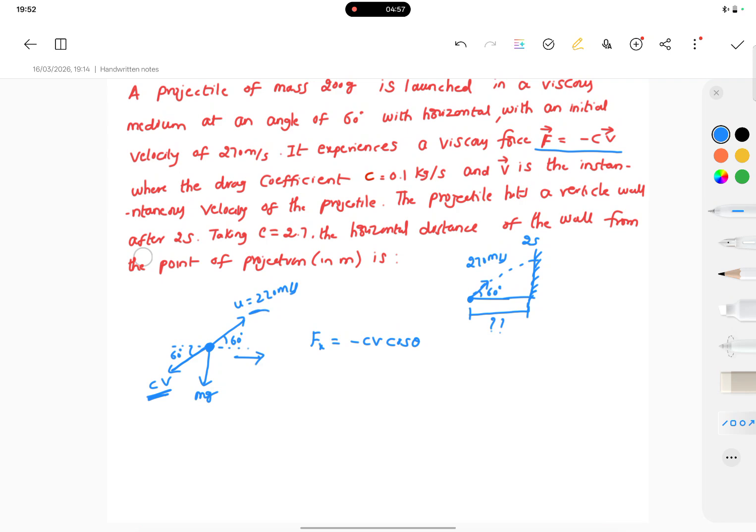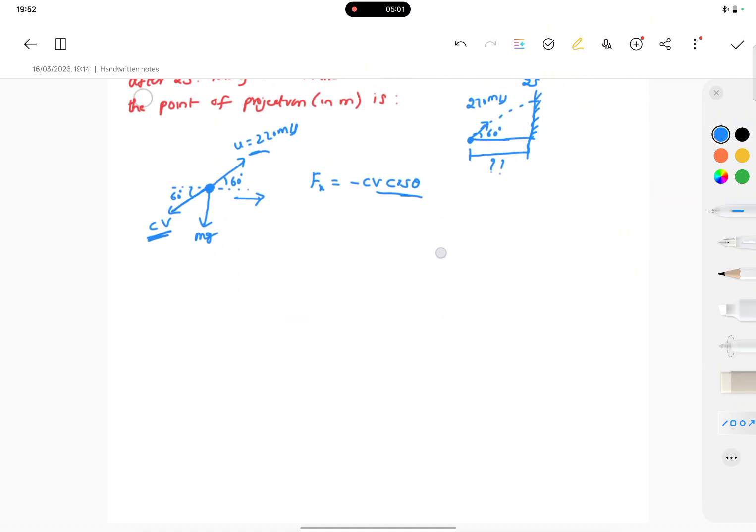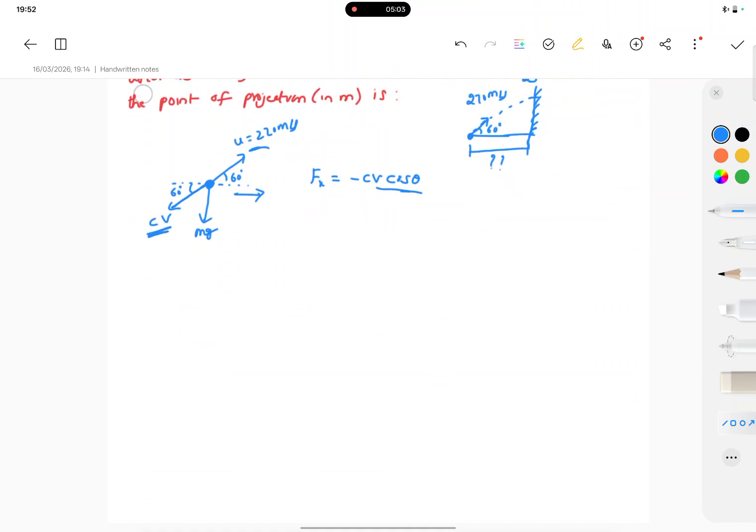Interestingly, this V cos theta is the force acting along the x direction. So we can now proceed without having any thought.